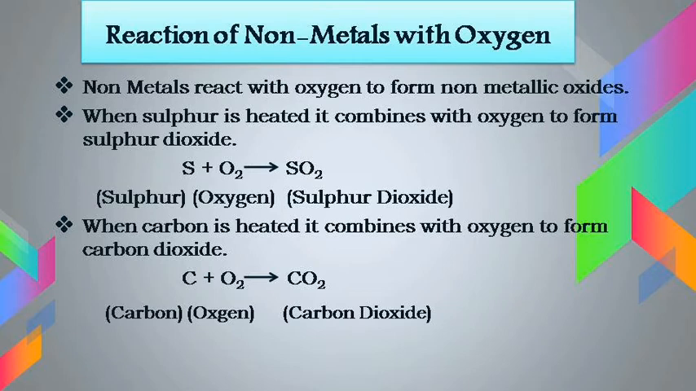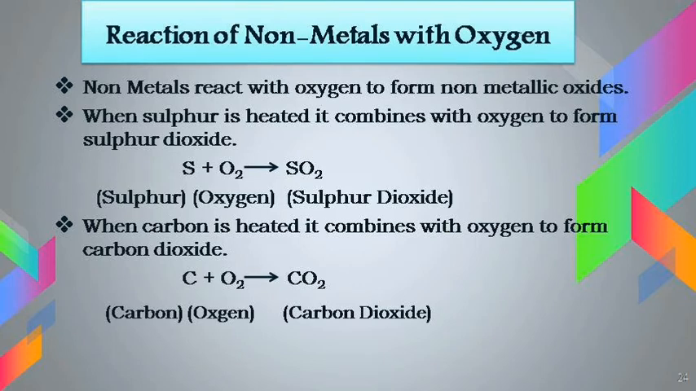Here we have S plus O2, where S stands for the non-metal sulfur, plus O2. O2 is oxygen. So when they react, it forms SO2, which is sulfur dioxide, which is the non-metallic oxide. The next reaction is C plus O2. C denotes carbon. O2 is oxygen. When they react, it forms CO2, that is carbon dioxide, which is again a non-metallic oxide.